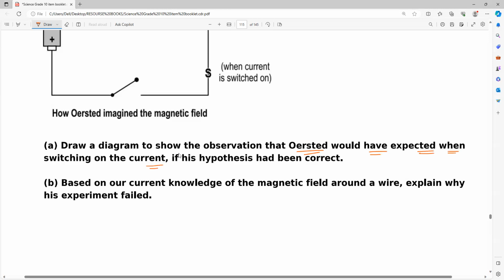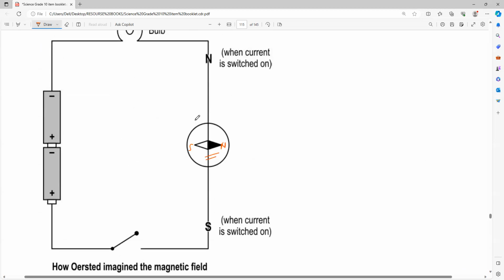Now the question is: draw a diagram to show the observation that Oersted would have expected when the current is switched on, if his hypothesis had been correct. So draw a diagram where his idea is right, and by then you have to draw the deflections. How do you draw the modified magnetic compass, parallel or perpendicular? Parallel. So you have to redraw the circuit and just make the magnetic compass. You have to draw the magnetic compass in such a way that the north and south poles are like this.